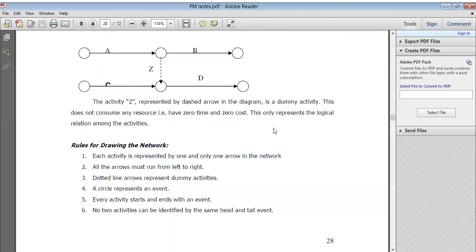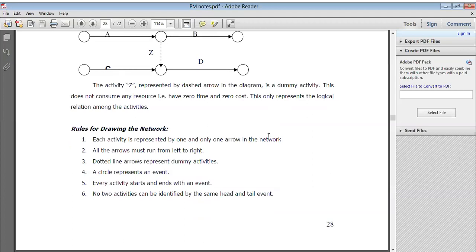Now, rules for drawing the network. What are the rules? Each activity is represented by one and only one arrow in the network. The arrow is important, whether it's completed or not completed. All the arrows must run from left to right. Right to left is not done, but left to right, meaning A is completed.